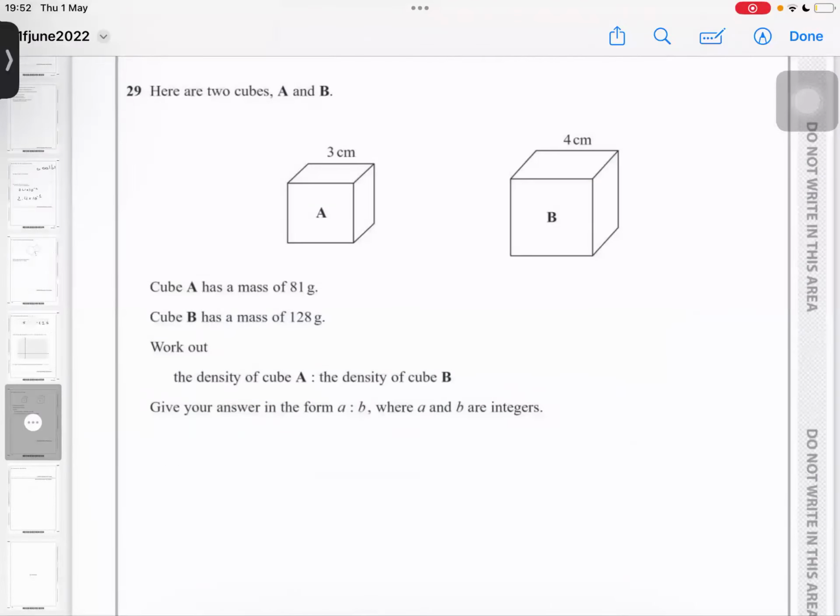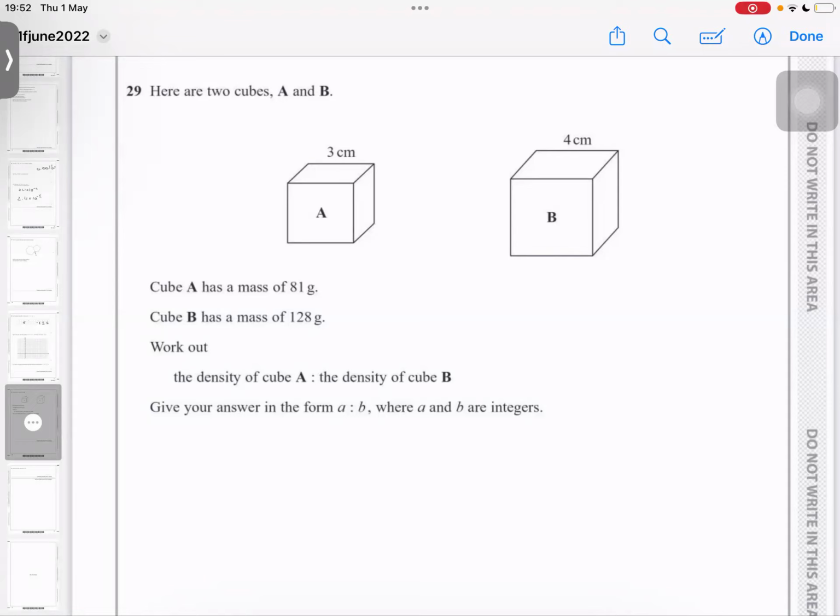Okay, what does the next question say? Oh, it has to do with a cube. It says here are 2 cubes, A and B. Cube A has a mass of 81 grams, and cube B has a mass of 128 grams. It says work out the density of cube A to the density of cube B. Okay, that's a ratio, sorry. So work out the ratio of the density of cube A to the density of cube B.